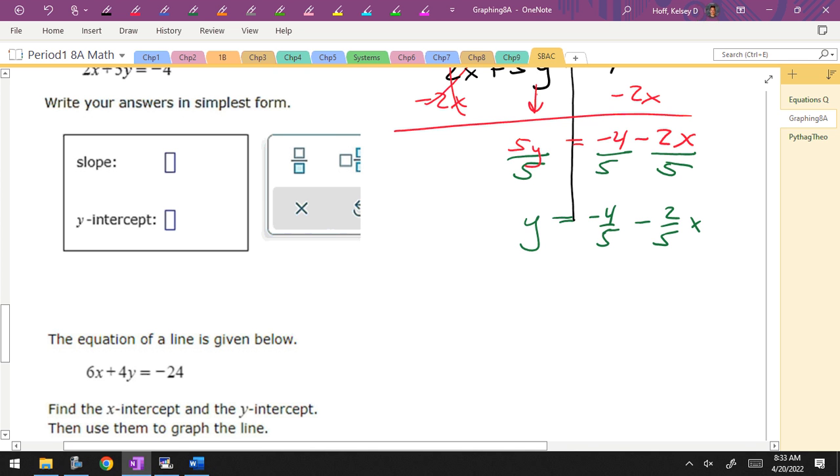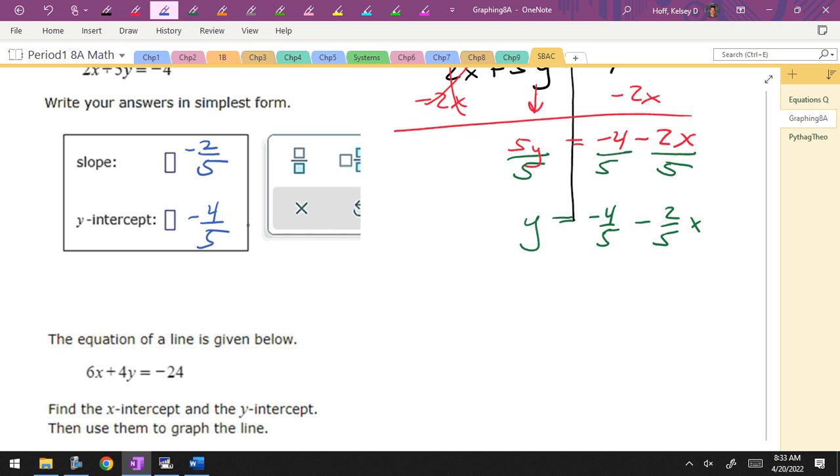Liana, what are you thinking? That's 100%. The number with the x is our slope. So in our equation, which one's our slope? Negative 2/5. Don't put the x with it. So then what's my y-intercept? Careful. Negative 4/5. Good job.